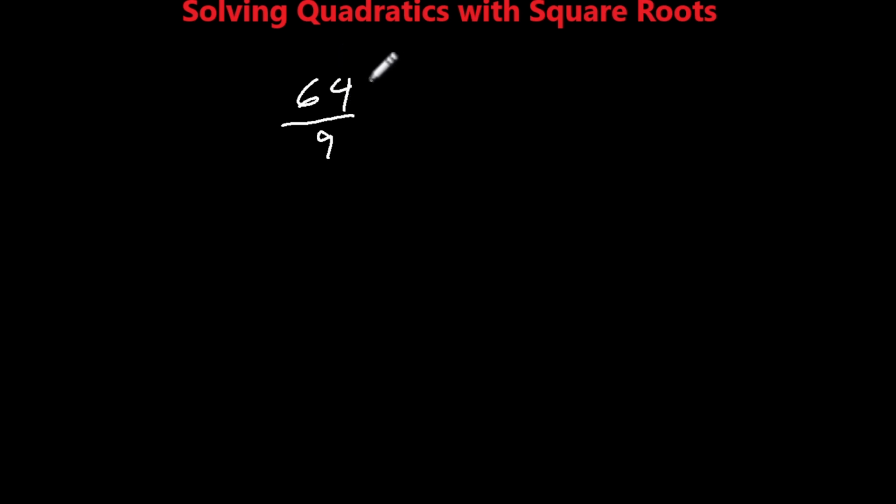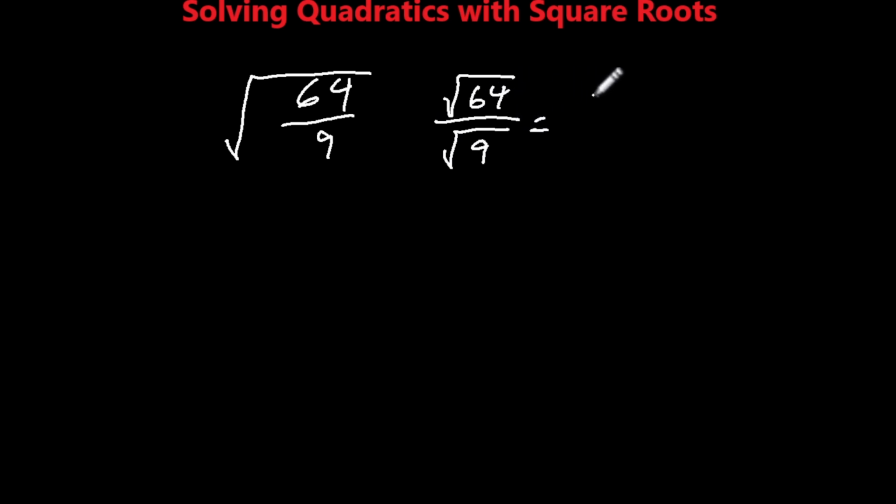If I wanted to take the square root of a fraction, that's the same as taking the square root of the numerator divided by the square root of the denominator. So for this case, we would have 8 times 8 is 64, and 3 times 3 is 9. So there would be pluses and minuses for this one, just giving an example.